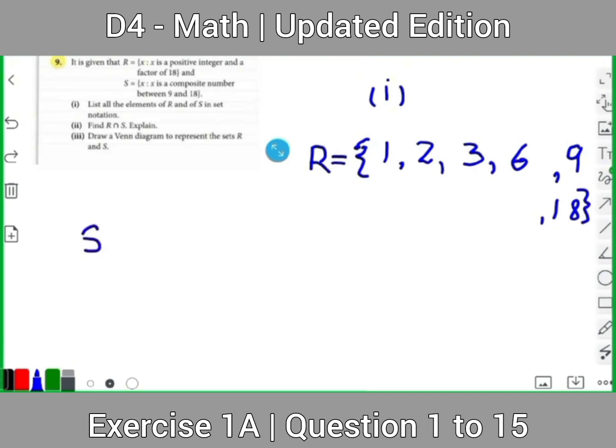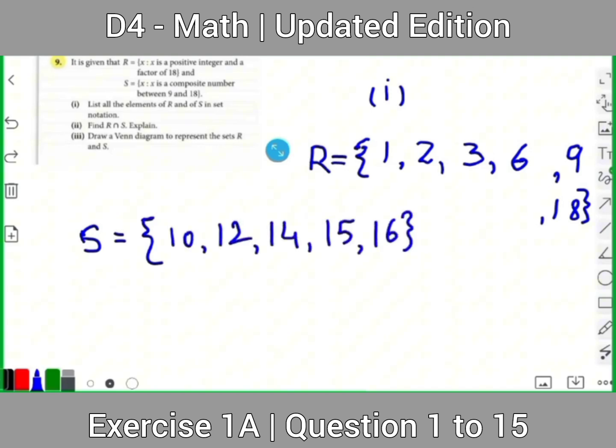Now we have to find out the set S in set notation. And for set S, we have two conditions. X should be a composite number and it should be between 9 and 18. So what is a composite number? A number that has more than two factors is called a composite number. So we have to find a number which has more than two factors. So here we have 10, 12, 14, 15, and 16.